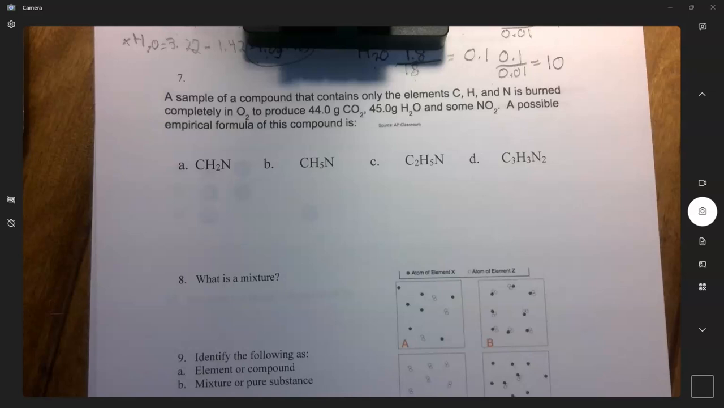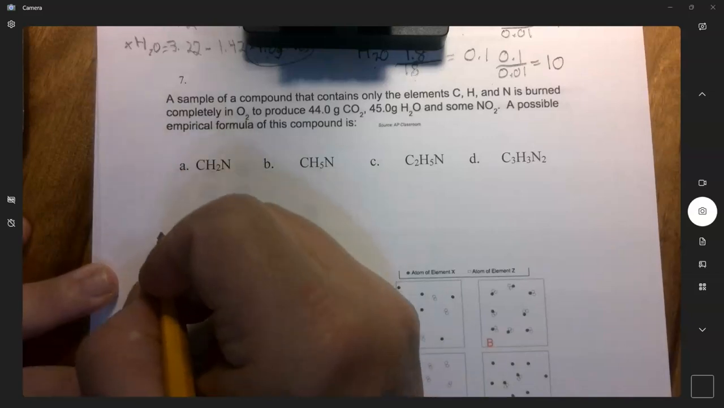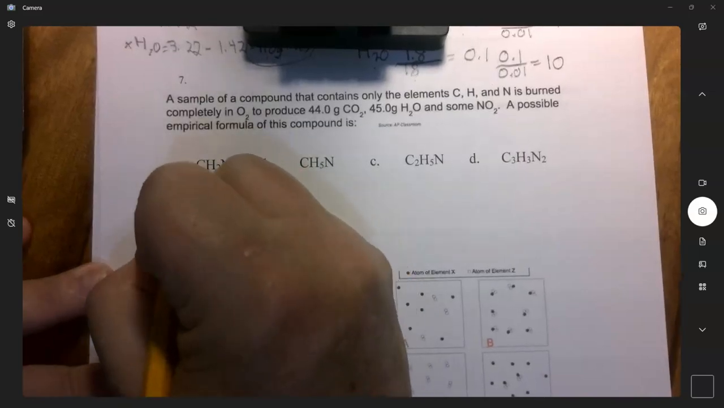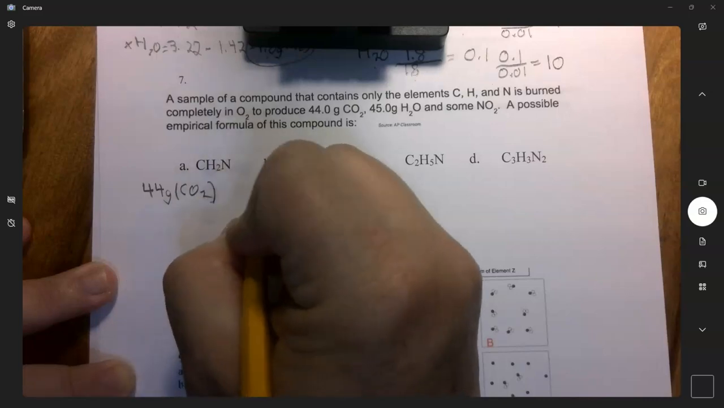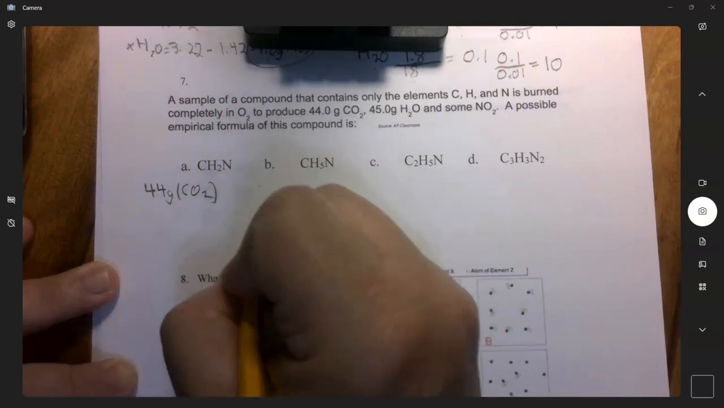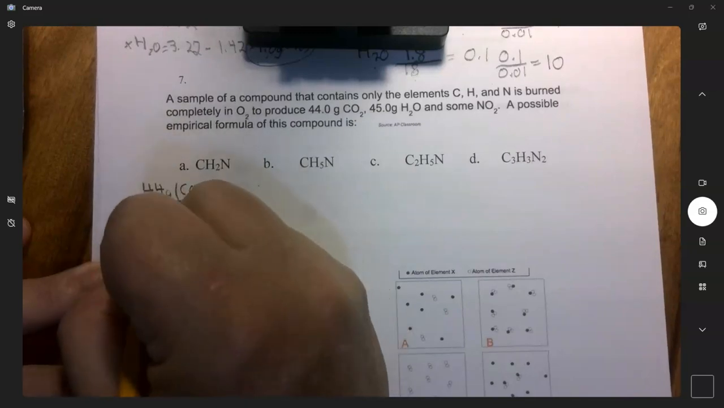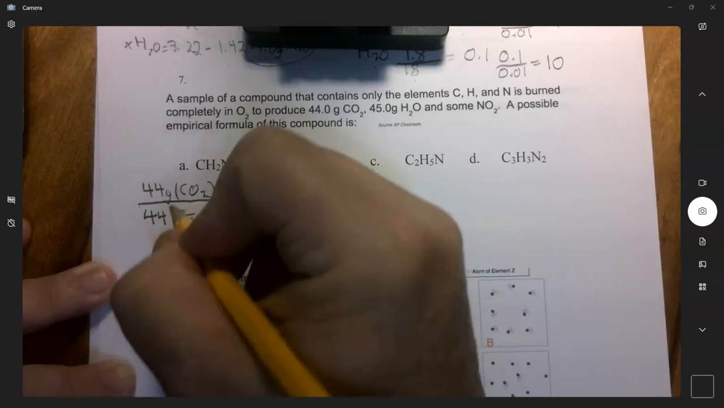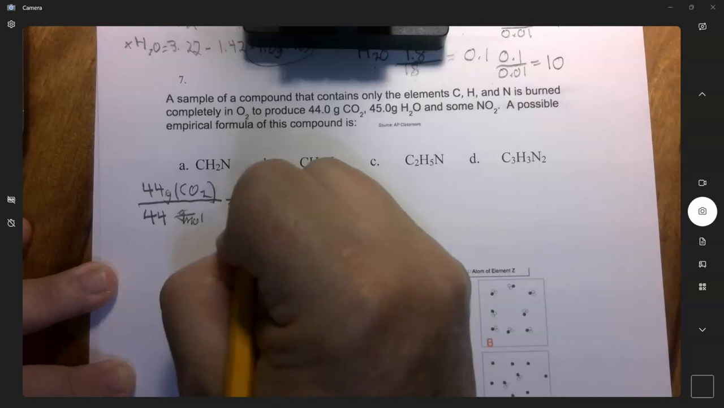A compound that contains only C, H and N is burned completely in O2 to produce 44 grams of CO2. So certain molar masses you should end up having memorized. If you calculate it, CO2 is 44.01, so we're just simply going to say this: 44 grams of CO2. And again, instead of writing 1 mole over 44.01, first of all, I'm going to make it 44. I'm just going to put it down here on the bottom. 44 grams per mole. If you cancel grams, the moles flip up to the top and you end up with 1 mole of CO2.